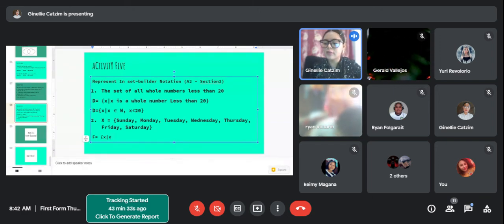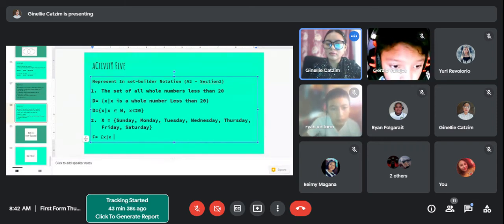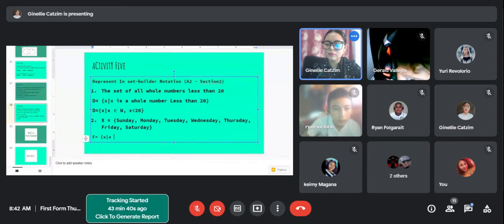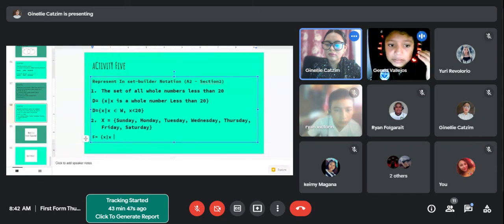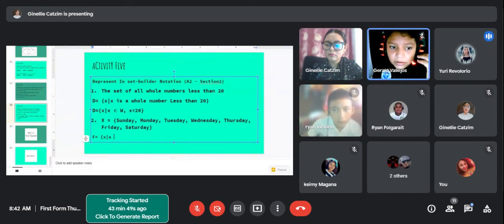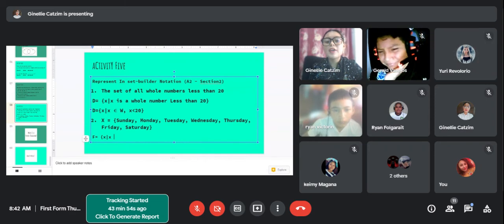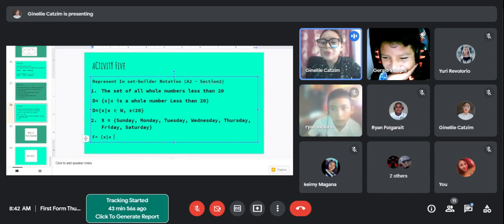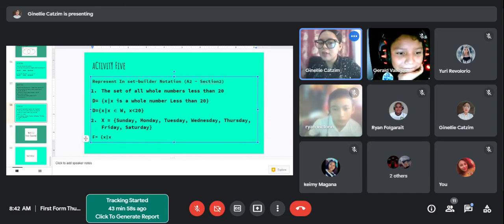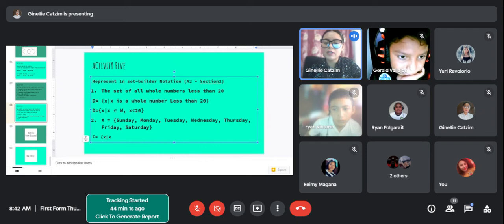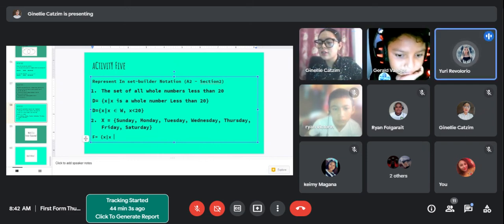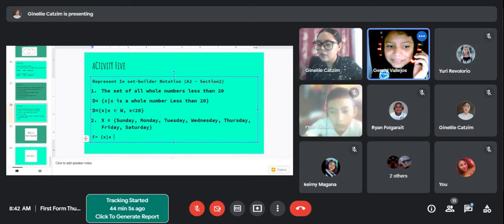X is what? What do we put here? We could put whole number or what? Remember, we are talking about number 2. About Sunday, Monday, Tuesday, Wednesday, Thursday, Friday, and Saturday. Those are not whole numbers. Is this confusing? Is an element, miss?